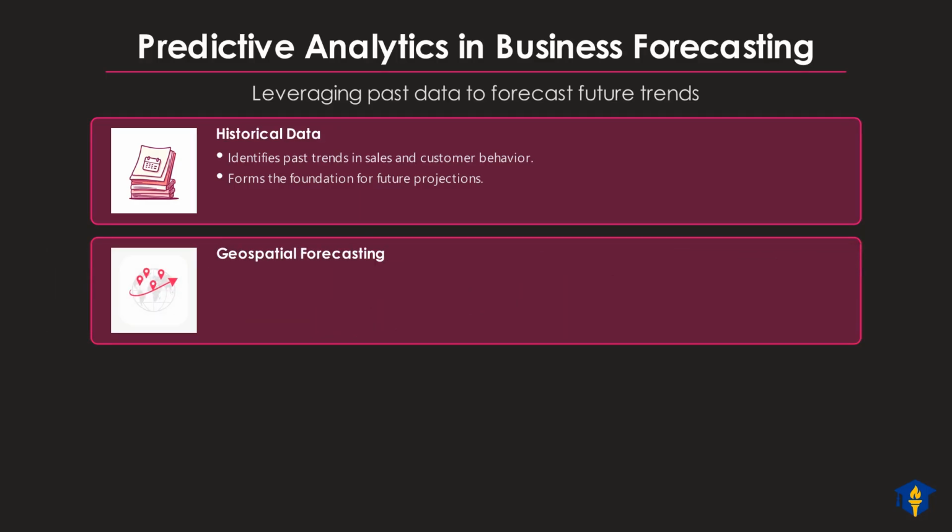Next, we have geospatial forecasting, which adds a powerful location dimension to our predictions. This method specifically incorporates various location-based variables like demographics or competitor proximity into the analysis. By doing so, geospatial forecasting significantly adds spatial awareness and context to our overall predictions.